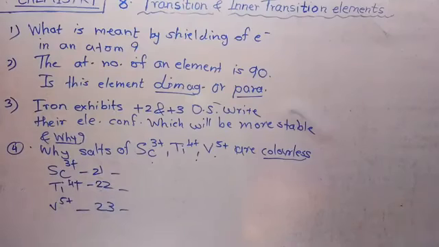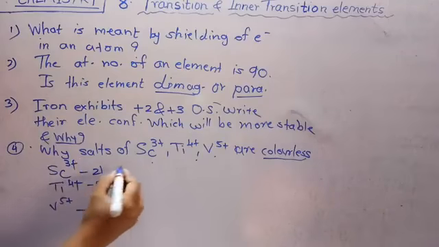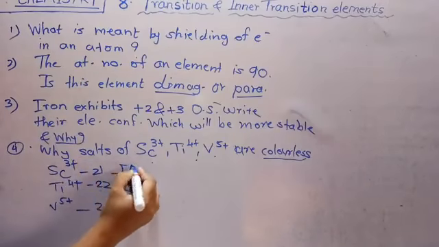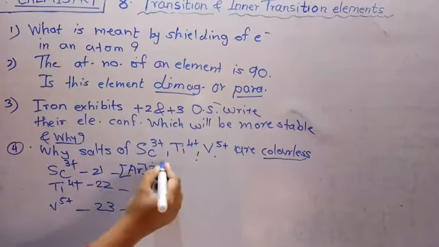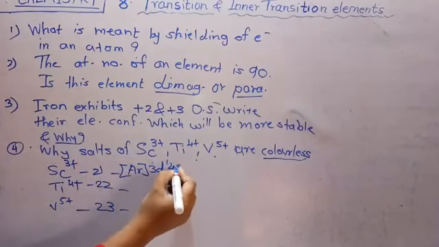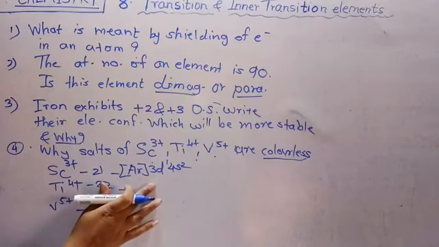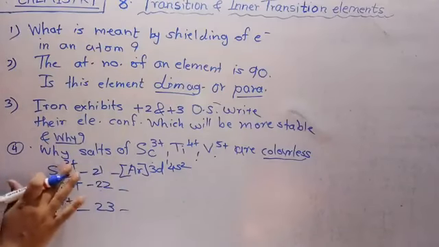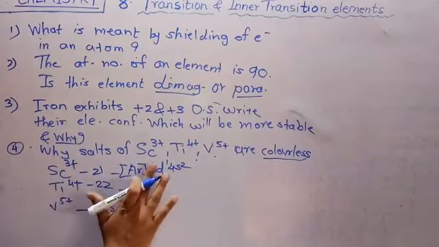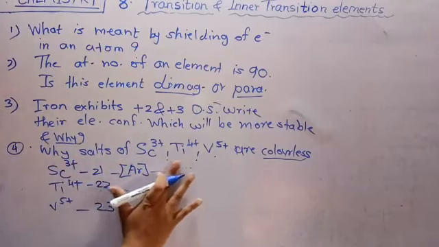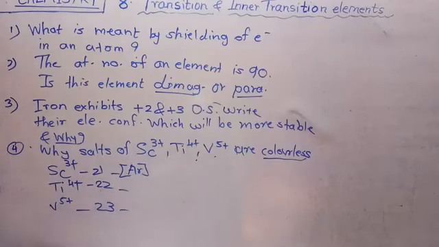Then, according to 21, you write the electronic configuration of scandium first: argon 3d1 4s2. This is the scandium. But for scandium 3+, there is a removal of these 3 electrons. So scandium 3+ shows the electronic configuration of only argon. Only argon.